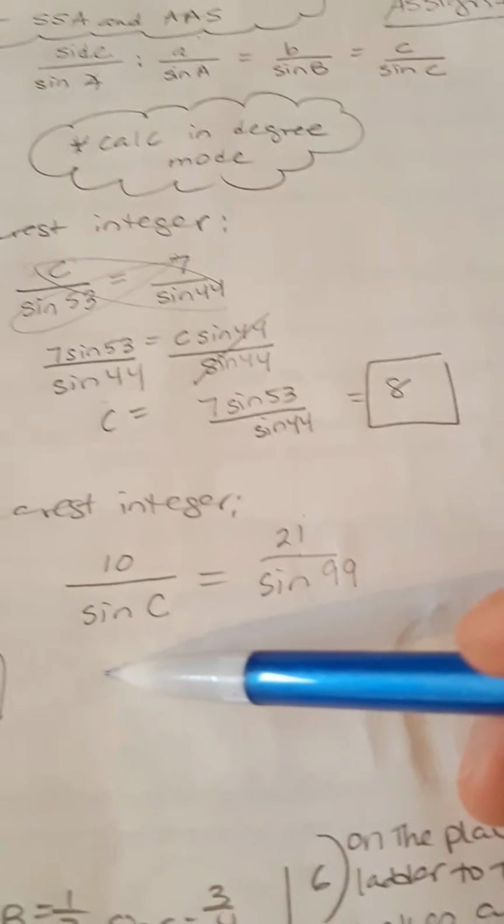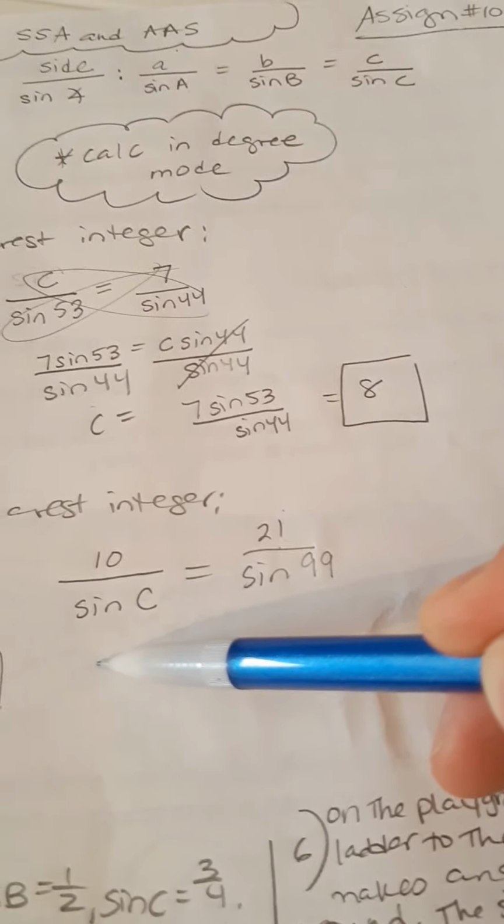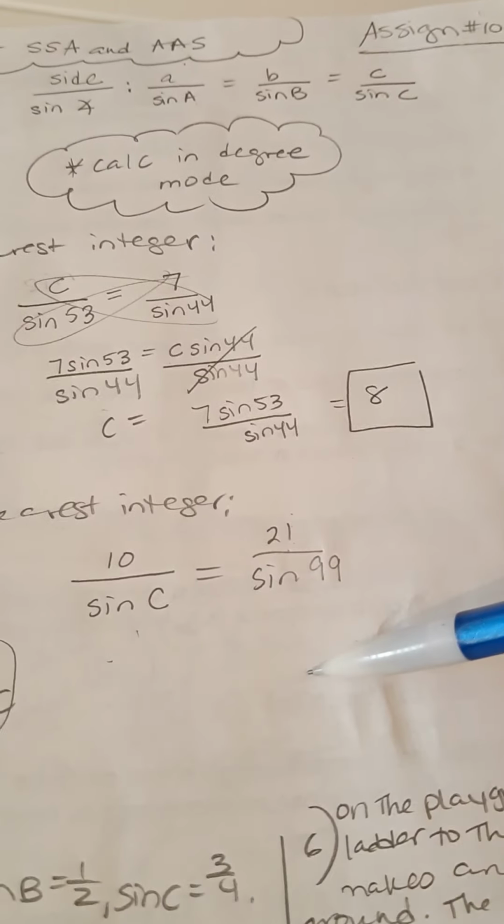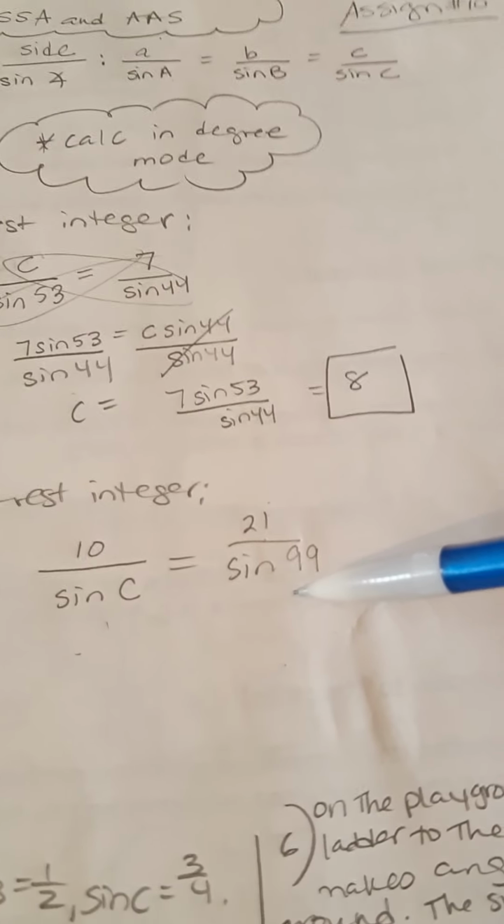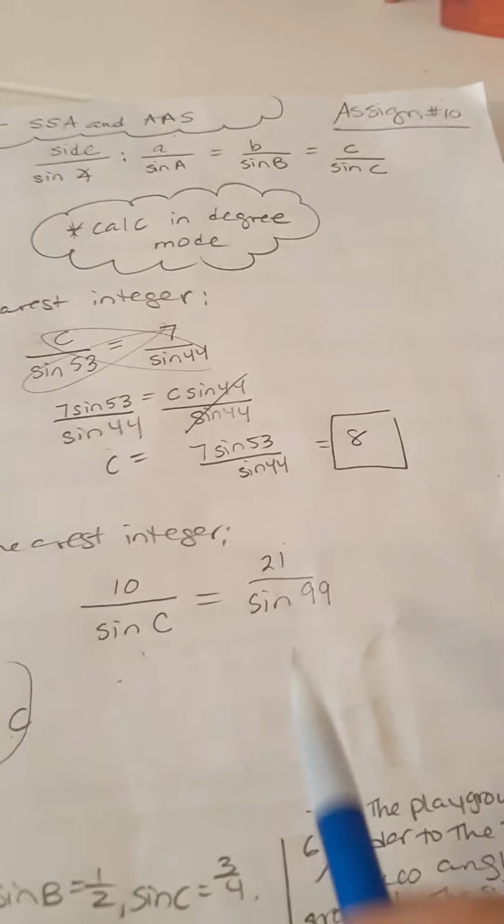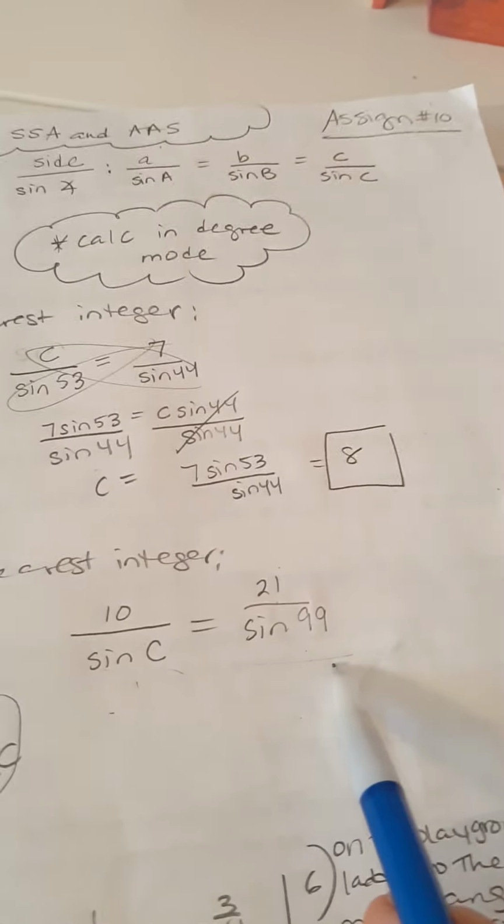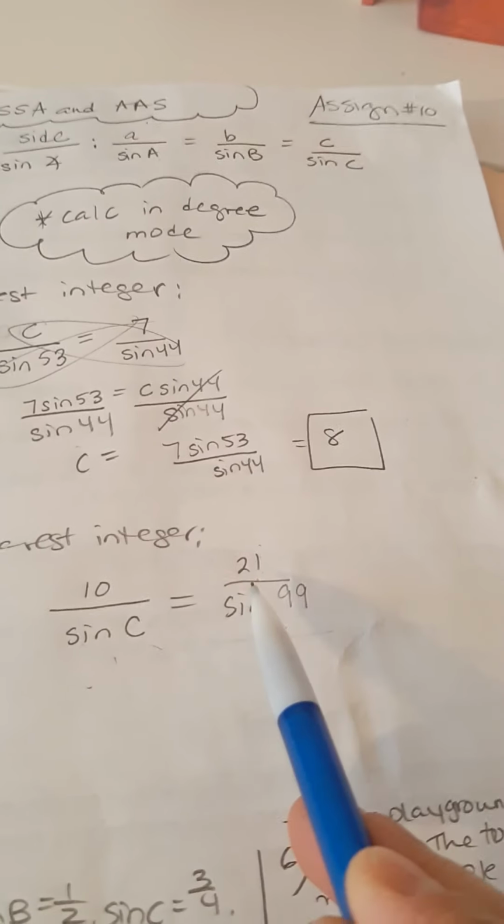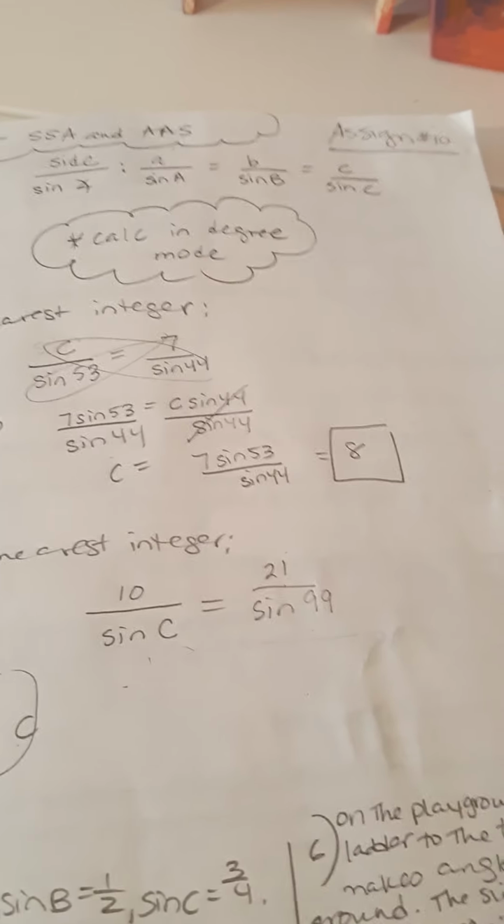So if anyone's thinking to themselves, well, can I do 10 in the bottom and sine C in the top, and 21 in the bottom and sine 99 in the top? Absolutely. Just make sure you stay consistent, that everything is together. Like the signs are in the bottom, the signs are in the top. The numbers are in the bottom, the numbers are in the top, however.